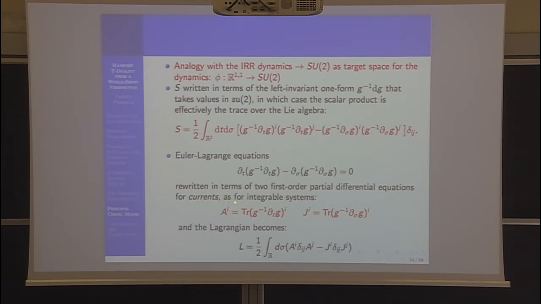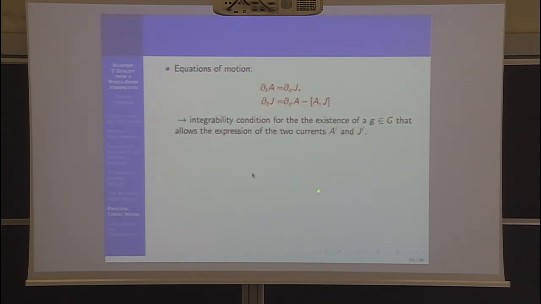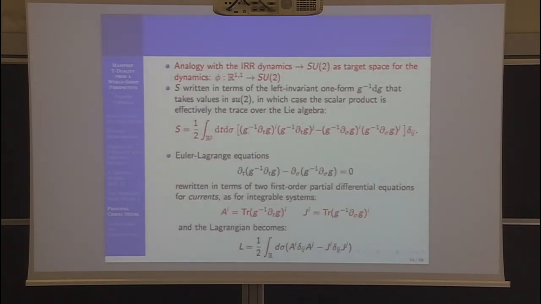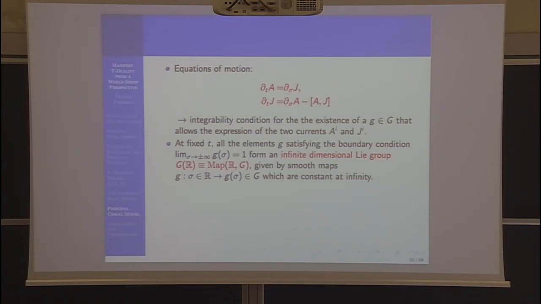So we have these two currents, in terms of which the Lagrangian can be simplified in this way, and the equations of motion are this one. So the second equation of motion can be considered like an integrability condition for the existence of g in this way. So if we fix the value of t, all the elements g satisfying these boundary conditions form an infinite dimensional group G_R, that is given by the smooth maps g from sigma belonging to R in the group, which are constant at infinity.